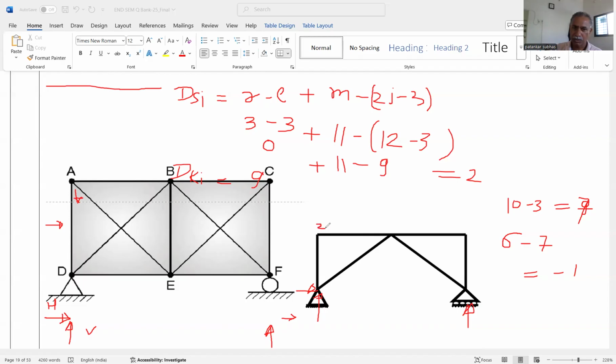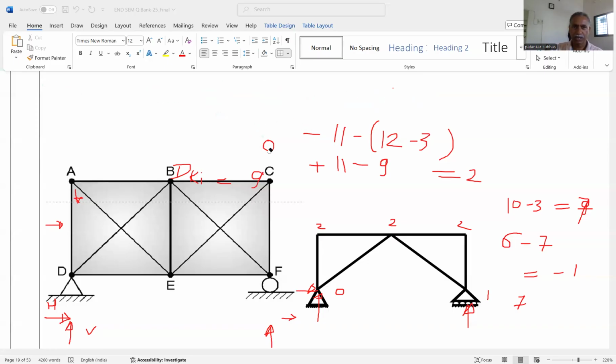kinematic? Here two translations, here two translations, here two translations, and here one, because the roller is there and at this support the hinge is there. That's why 2 plus 2 plus 2, that is 6, plus 1, 7. So Dki is equal to 7. So this is related with the degree of static redundancy and kinematic redundancy for the truss.